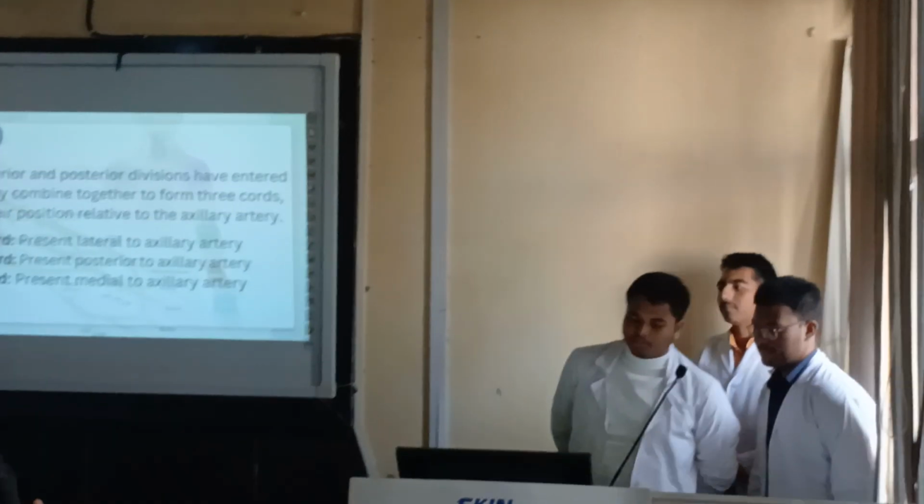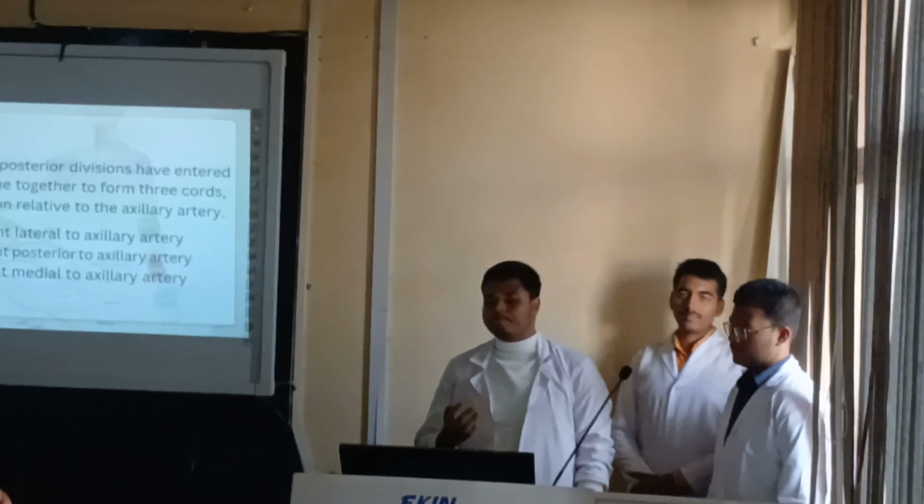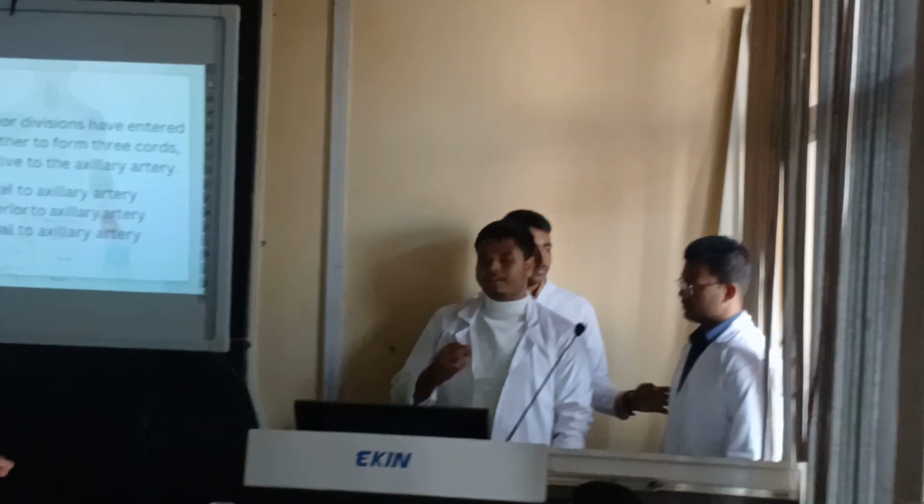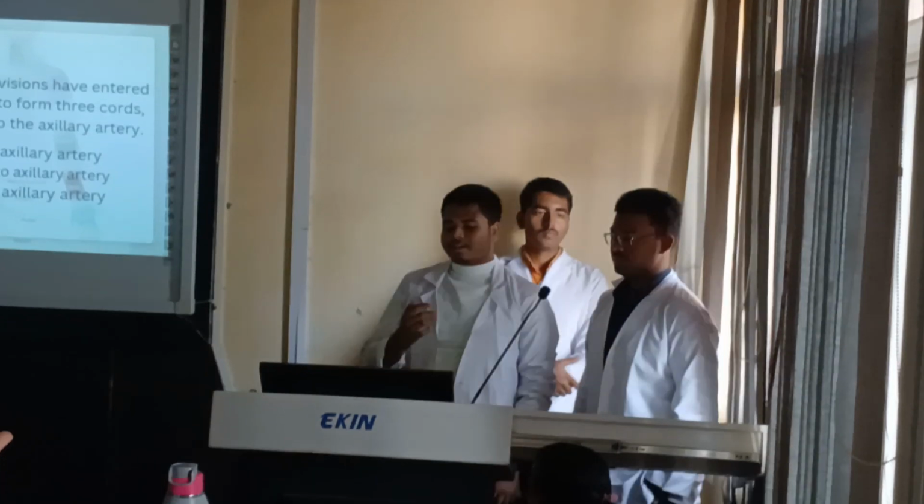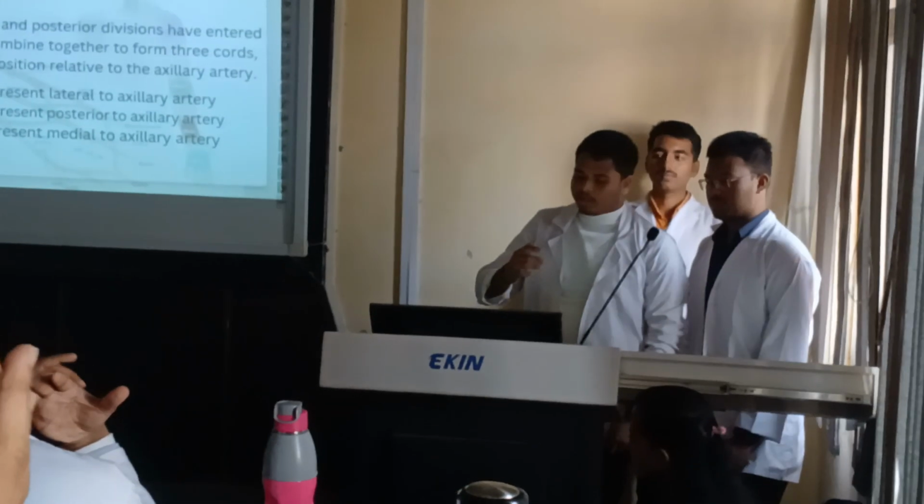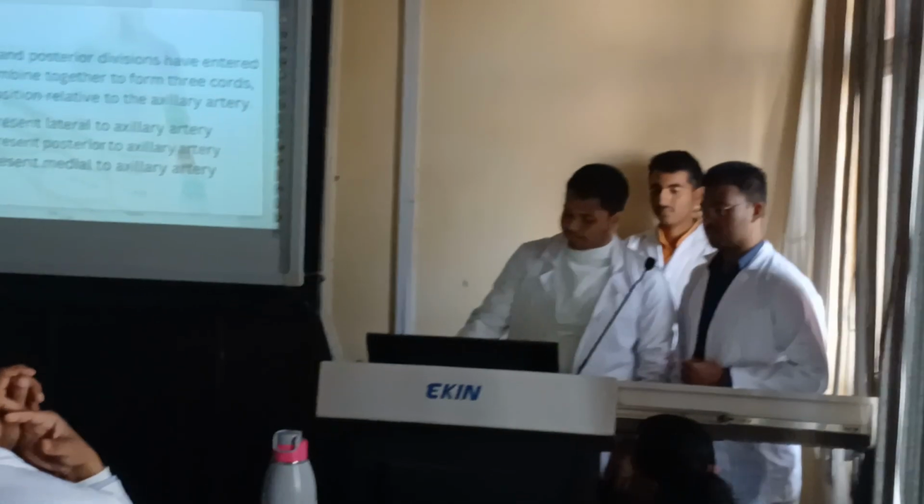So now let's come to chords. Once the anterior and posterior divisions have entered the axilla, they combine together to form three chords, and they are named by their relative position to the axillary artery. So the three chords are lateral chord, posterior chord, and medial chord. Lateral chord is lateral to axillary artery. Posterior chord is present posterior to axillary artery, and medial chord is present medial to axillary artery.